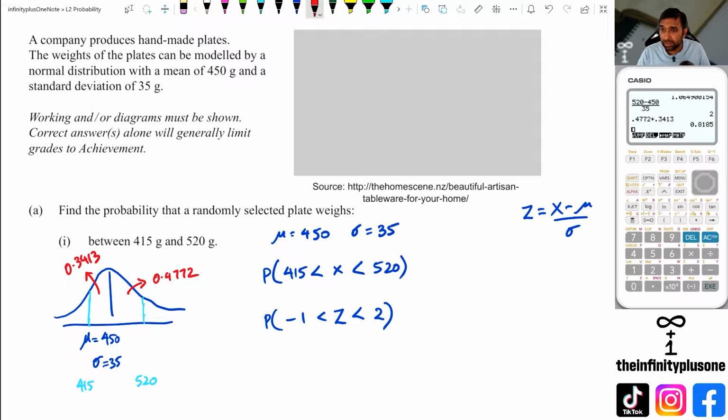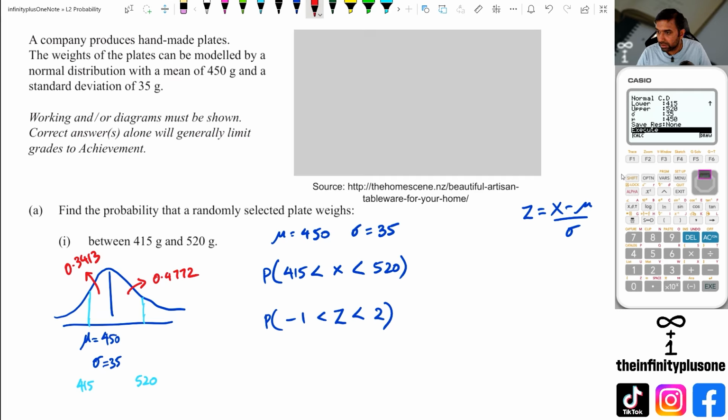That's going to give me a value of 0.8185. Now this is if you don't have a graphics calculator. If you do have a graphics calculator, then you would go into menu, go into stat, distribution, normal, NCD. We're going to go lower as 415, upper as 520, standard deviation is 35, and the mean as 450.